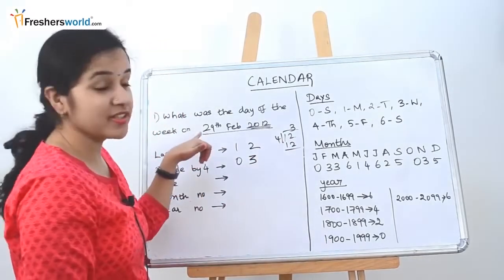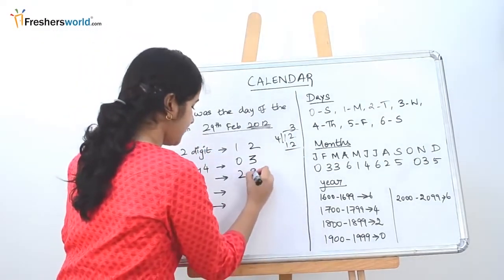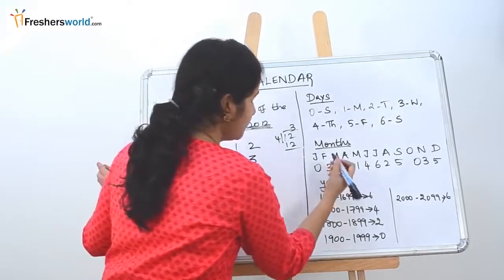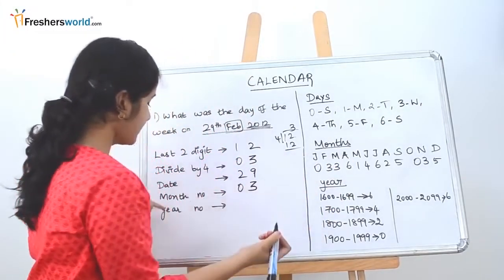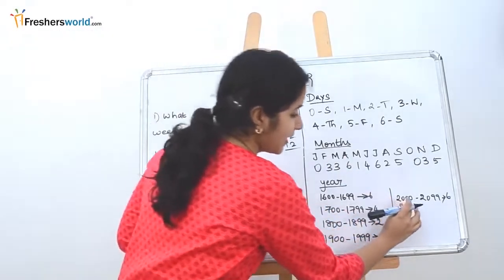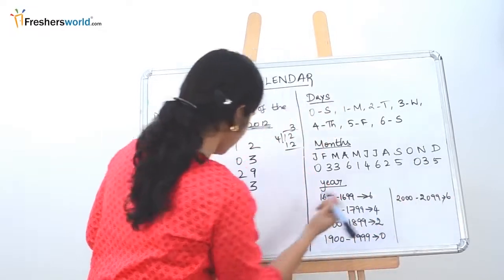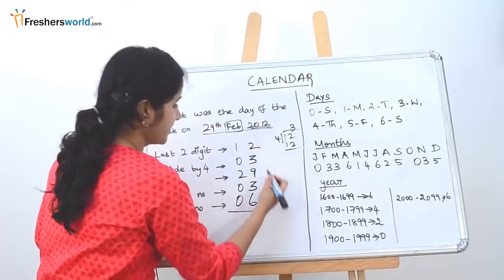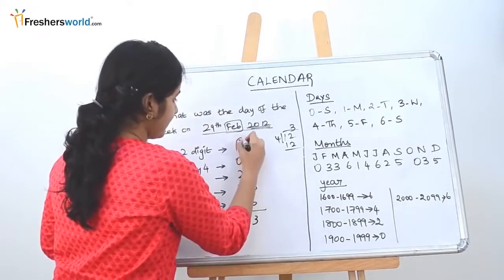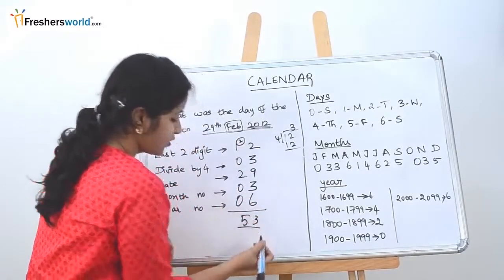Next is the date. What is the date that they have given? 29. Next is the month number. February corresponds to 3, so we put 3 here. Next is the year number, which is 2012. 2012 falls in the bucket of 2000 to 2099, which is nothing but 6. Now add all these: 3 plus 2 is 5, 14, 17, 23, 53.